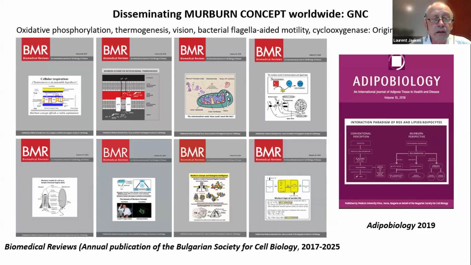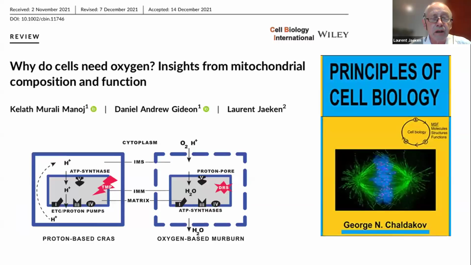I think the first of these articles is from 1970, and it was really devastating for chemiosmotic theory. And the Murburn was proposed instead. There is a later article about this subject a few years later, where really the question is posed: why do cells need oxygen? And you see there are two models. At the left, you have chemiosmosis.